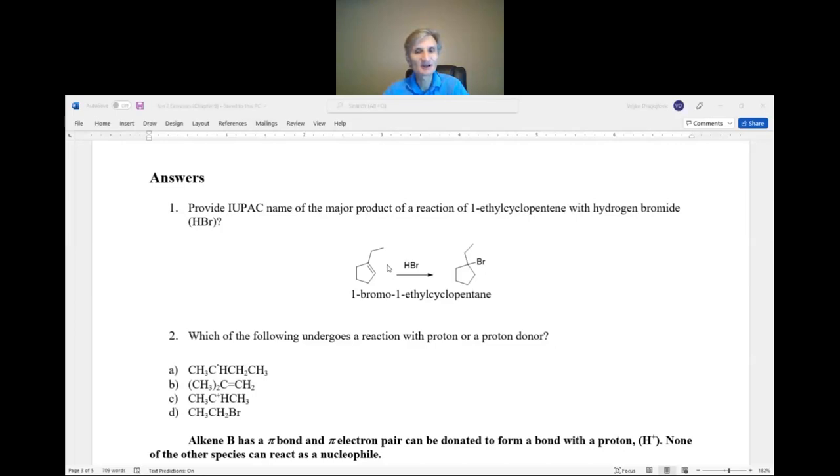And then the bromide anion as a nucleophile reacts with the carbocation, forms a bond to the carbocation electrophile to give the final product. And then you need to name it. So the name of this product is 1-bromo-1-ethyl cyclopentane. So from 1-ethyl cyclopentene with hydrogen bromide we obtain 1-bromo-1-ethyl cyclopentane.